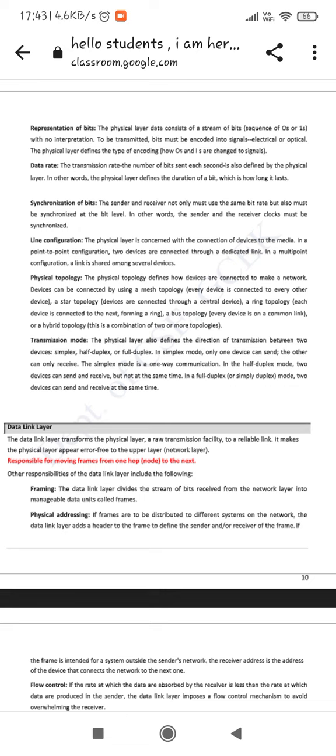ये सिर्फ एक dedicated link से connected होते हैं. In a multipoint configuration, a link is shared among several devices.